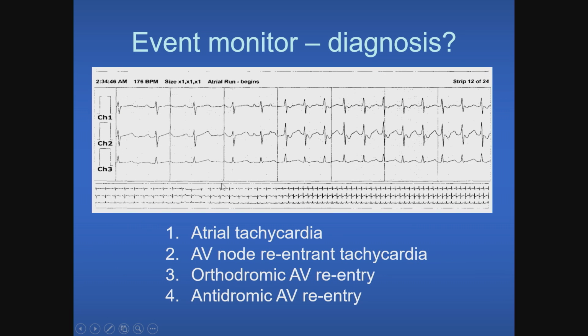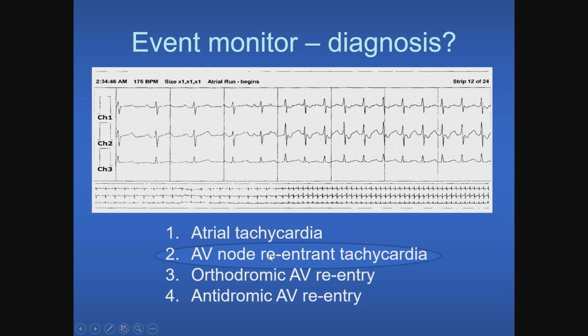So here's her event monitor. What's the diagnosis? Is it 1, atrial tachycardia, 2, AV node reentrant tachycardia, 3, orthodromic AV reentry, 4, antidromic AV reentry?